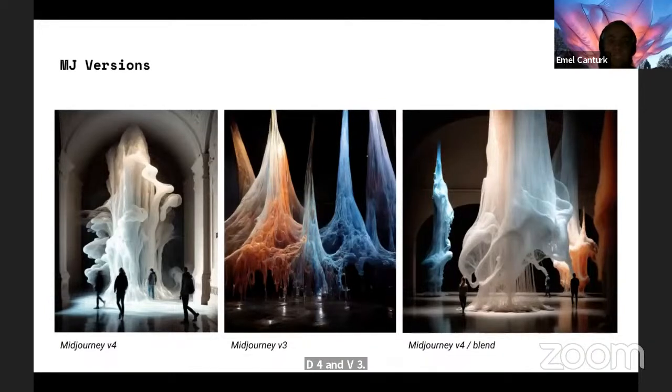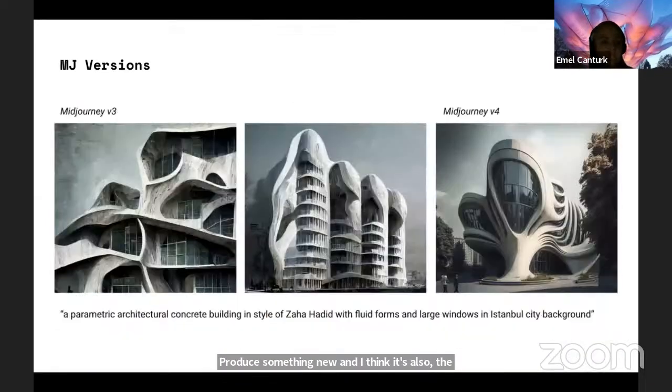V4 understands the space, the architecture better than V3. I think you can see it here. But also, you have an option to blend this output. So here, what I did, I like that Midjourney V4 output especially. But also I like this Midjourney V3 output because it has fluidity, and then I blend them to produce something new. And I think it's also a powerful way to create new concepts.